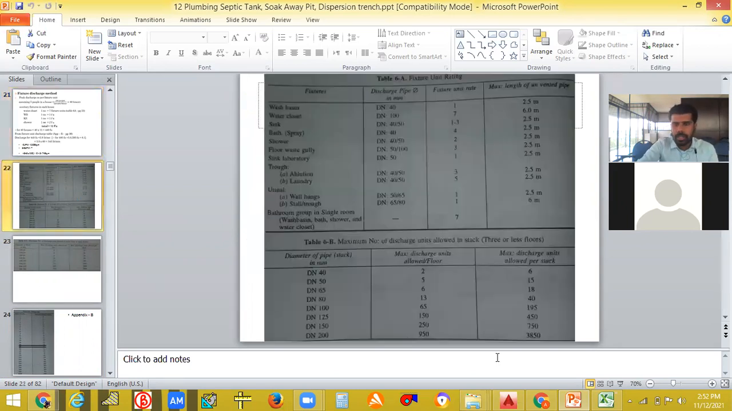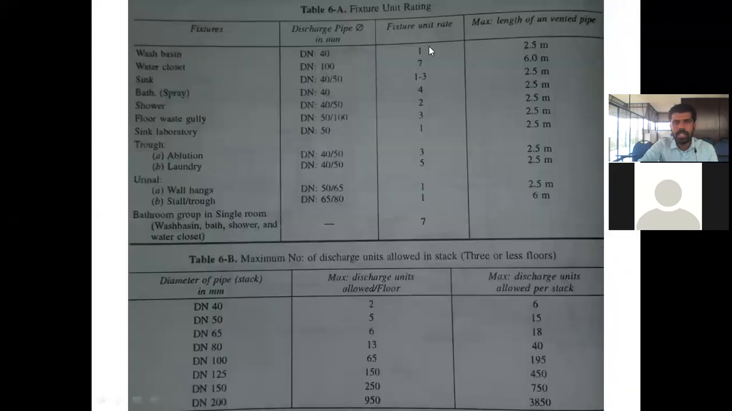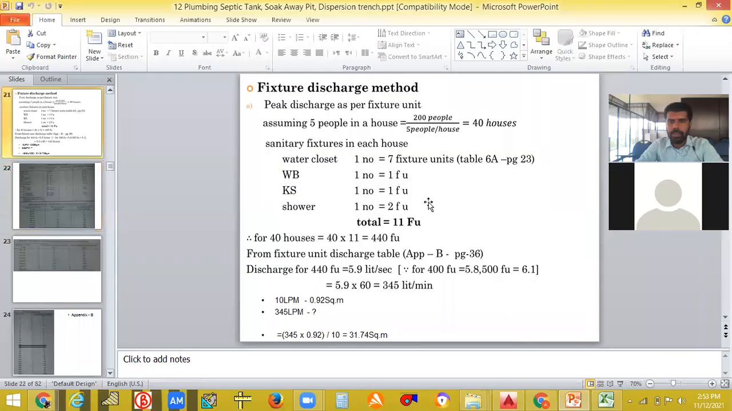Okay, so you can go here. Water closet, the fixture unit rate is 7. Wash basin is 1. Shower it is 2. Then sink, I think bathroom sink. Yeah, bathroom sink it is 1, 2, 3 only. Okay. So give that fixture value there.